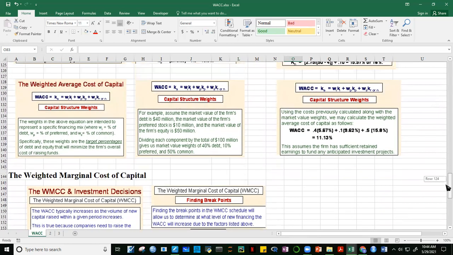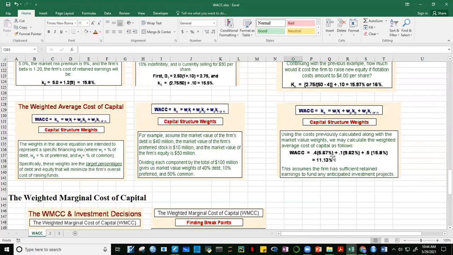Okay, so how is that done here? Let's assume that the balance sheet continues. The debt has a value of 40 million on the balance sheet, preferred stock is 10 million, and equity is 50 million.